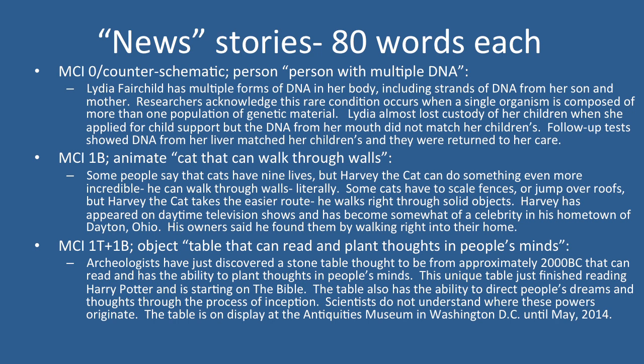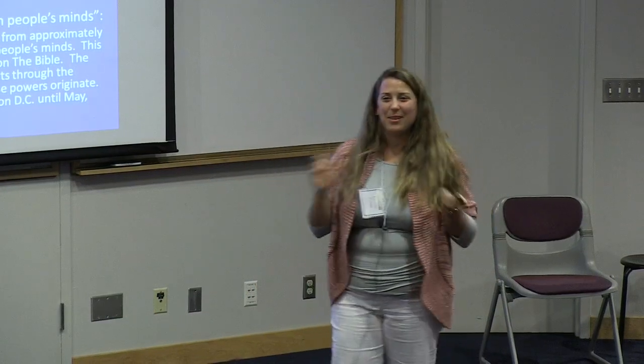These are not intuitive. An example of an MCI 1 of a breach would be a cat that can walk through walls. So I wrote a whole story about this cat, Harvey the cat, who can walk through the walls. Some have 9 lives, but he doesn't have to jump over the wall. He can just walk right through it. Or an example of a transfer and a breach would be a table that can read and plant thoughts in people's minds. So these are just examples of stories and how I combined them to make up my 24 different stories.